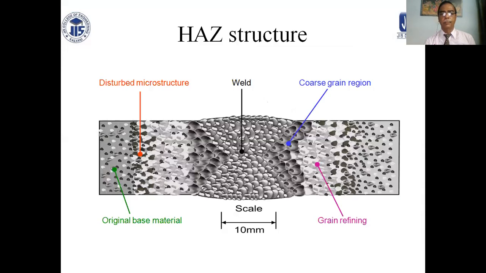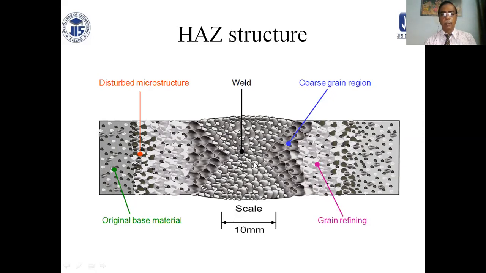HAZ structure. This is the microstructure. The green portion is the original base material. This is the weld area, where the welding melt is at high temperature. This is the coarse grain area, and this is grain refining, which we have already shown earlier. The scale is 10 millimeter to this 12 millimeter. From this, we can see the microstructure of the material.